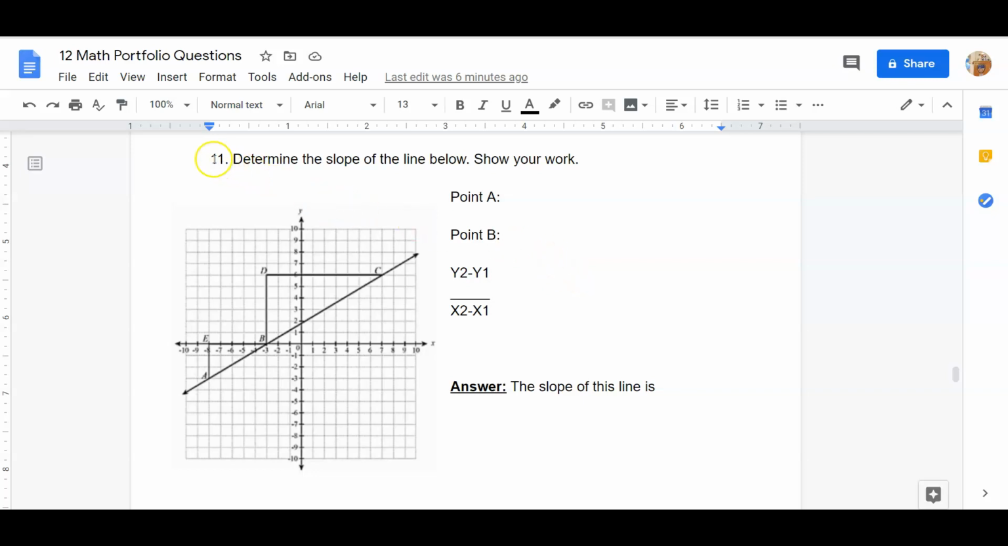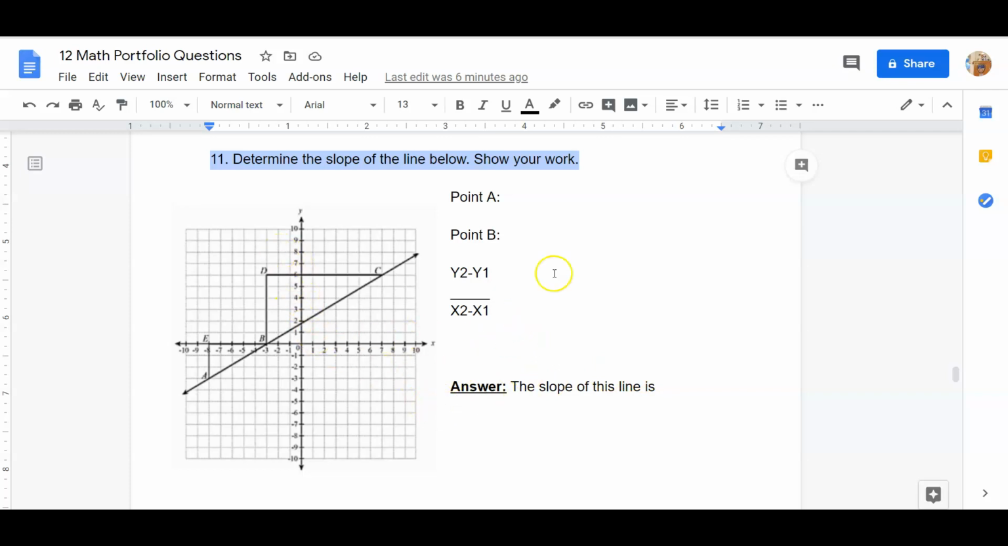Alright guys, moving right along. Question 11. We love slope. Remember slope? Ms. Fishman remembers slope. I'm sure you do too, right? Maybe not. But don't worry, because they're going to help you work through this problem. This is the exact problem you see in front of you for the portfolio.